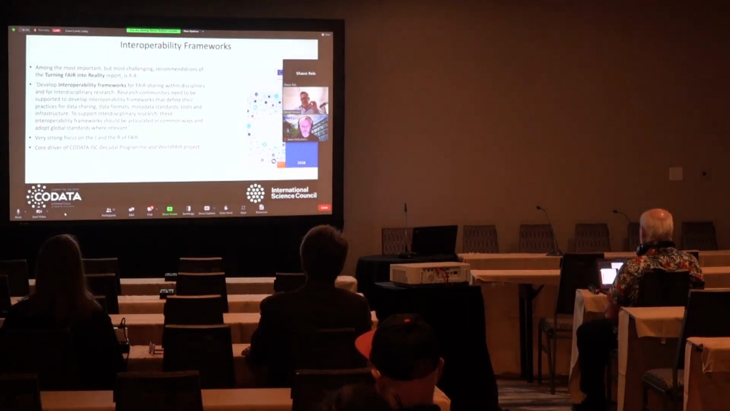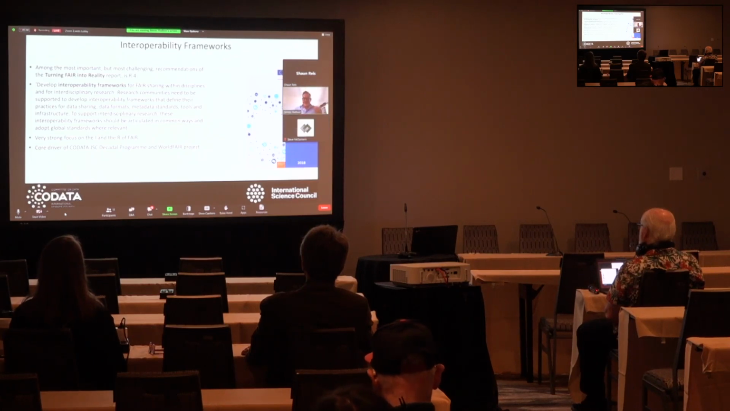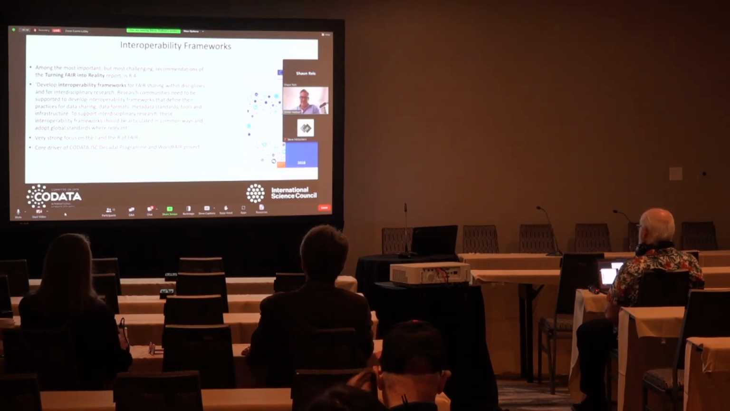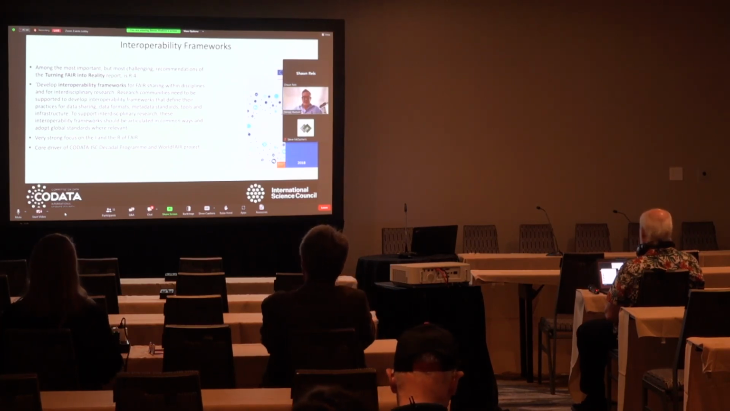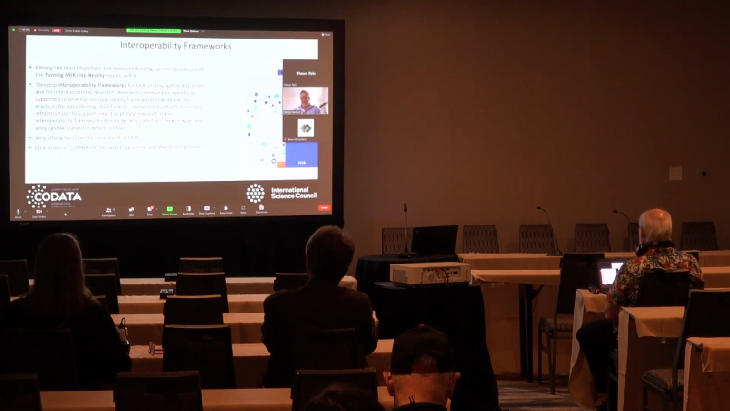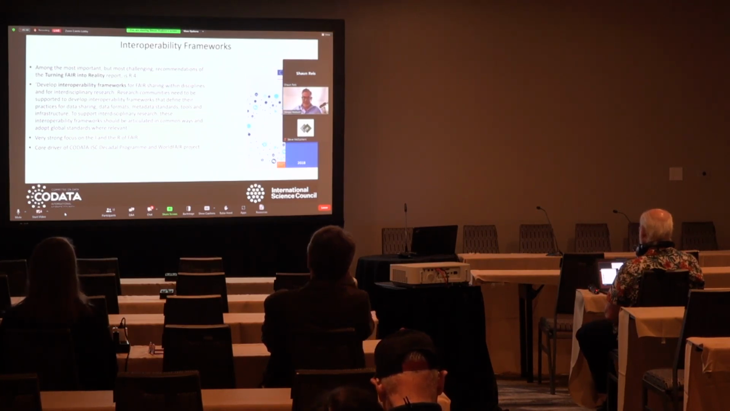In World Fair, in terms of the conception of the project and in terms of the objectives that we're trying to achieve, we see ourselves responding to recommendation 4 of the European Commission's report, Turning Fair into Reality. That recommendation underlined the importance of interoperability frameworks and argued that research communities need to be supported to develop interoperability frameworks that define their practice for data sharing, data formats, metadata standards, tools, and infrastructure, et cetera.